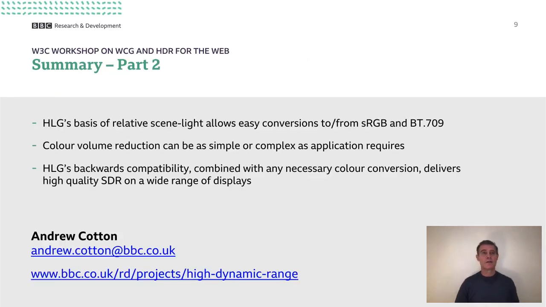So to summarize, HLG's basis on relative scene light allows for a straightforward conversion to and from sRGB and BT709. The color volume reduction can be as simple or complex as the application requires, but actually in many instances you might just be able to take an HLG backwards compatible picture, combine that with some color conversion and exploit the backwards compatible nature of the HLG signal to give you a high quality image on an SDR display.